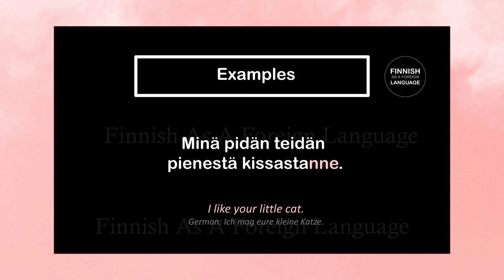Next one. Minä pidän teidän pienestä kissastanne means I like your little cat. So, minä pidän means I like. It's the first person singular present tense of the verb pitää, which means to like. Teidän here is our personal pronoun in the genitive case, second person plural, which means your plural. Pienestä is the elative case of pieni. Why elative case? Because of the verb pitää.